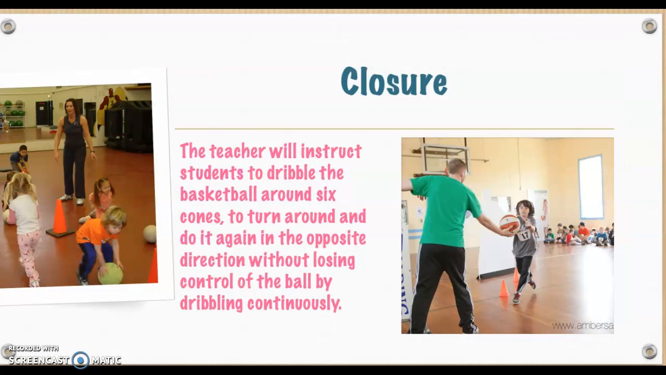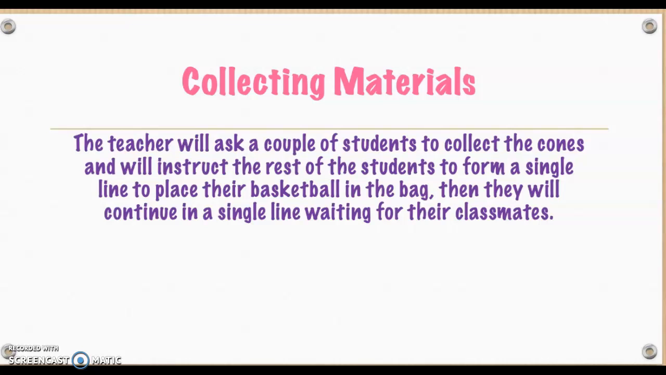For the closure, the teacher will instruct the students to dribble the basketball around 6 cones, to turn around and do it again in the opposite direction without losing control of the ball by dribbling continuously. To collect the materials, the teacher would ask the students to stand in a single line, and also ask a couple of students to pick up the cones. And as they are in a line, they would start putting their basketball in the bag.